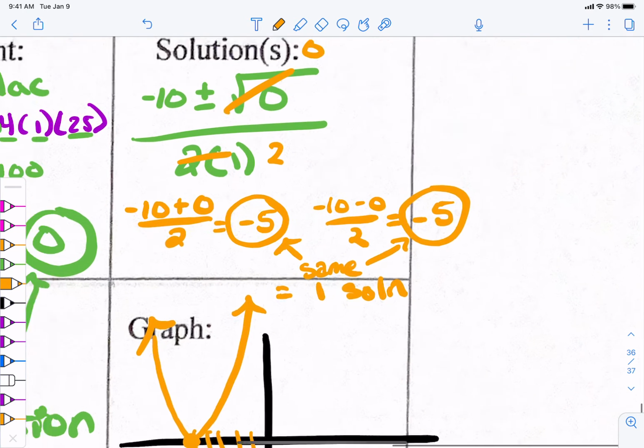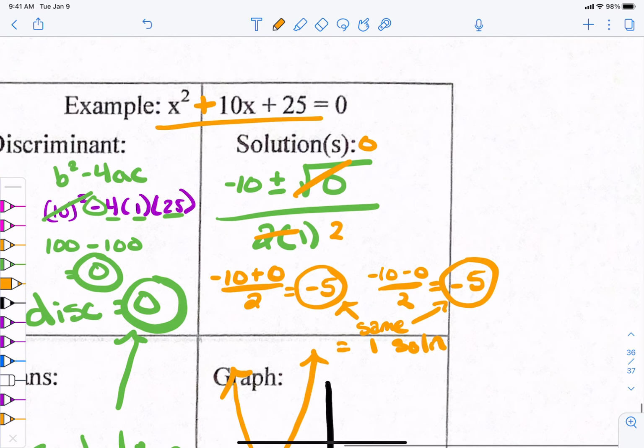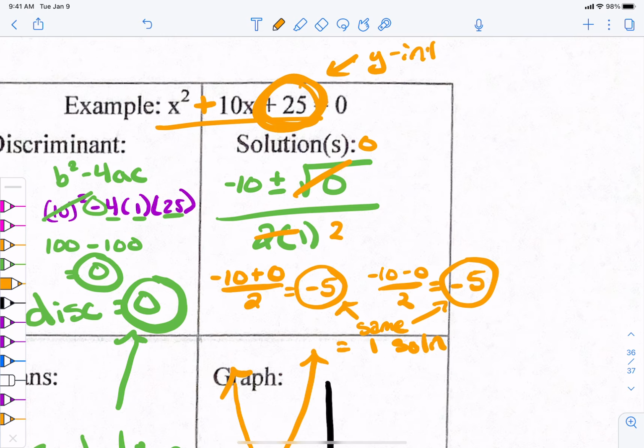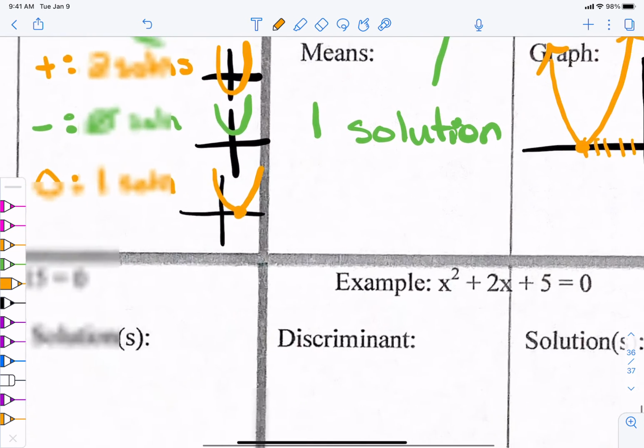According to the equation, where is it touching? Positive 25. How do you know that? Because that's the y-intercept. That's at positive 25, right? So we know all the way up here somewhere it's touching that line, right? Okay, so those are just some other things that we can say. All right, good? Okay, let's move on to the next one.